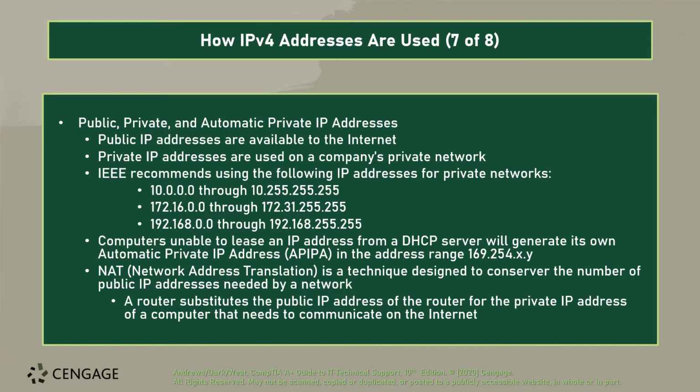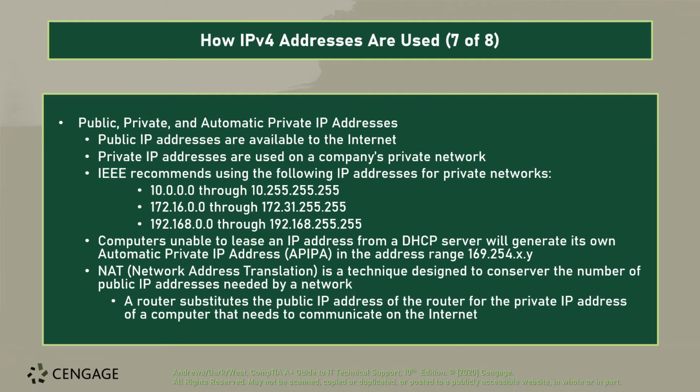Now, computers that are unable to lease an IP address from this server type will generate their own APIPA address, automatic private IP, in the address range 169.254.x.y, meaning that there's going to be something in those last two octets, but if it starts with 169.254, you know that it is an APIPA address. This means that it's going to have an address so that it can be identified on the network, but has not been assigned an address correctly by a DHCP server. So that means it'll have its own address, but it may not have, for example, a default gateway to be able to send traffic out to the internet.